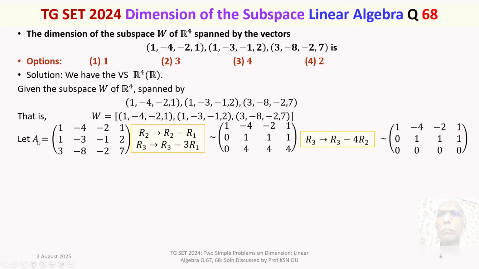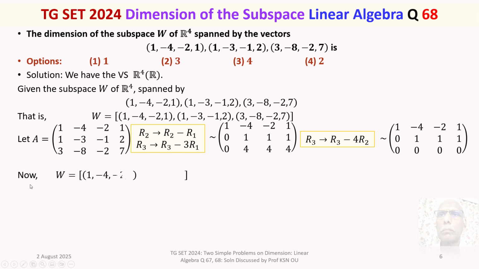This is a row reduced echelon form. The rank of this matrix is the number of non-zero rows in the row reduced echelon form, that is 2. And straight away you say the dimension of the subspace generated by these 3 vectors is 2. The answer appears against option 4. Our answer is option 4.